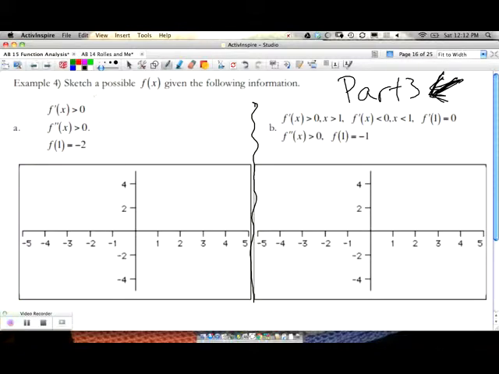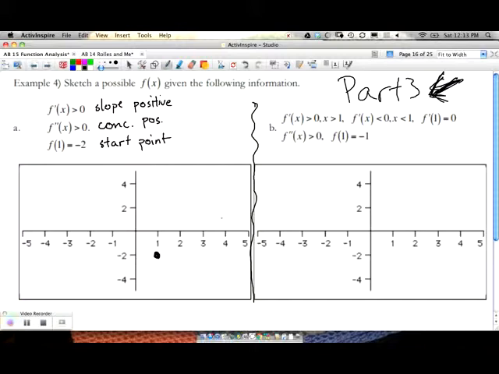It says f prime of x is greater than 0. That means slope is positive. And f double prime of x is greater than 0. That means that the concavity is also positive. And f of 1 equals -2. This is like a start point or a reference point that we can use that's actually in the function. So f of 1 equals -2. That means we're right here.